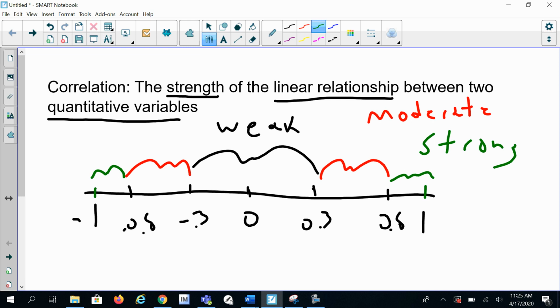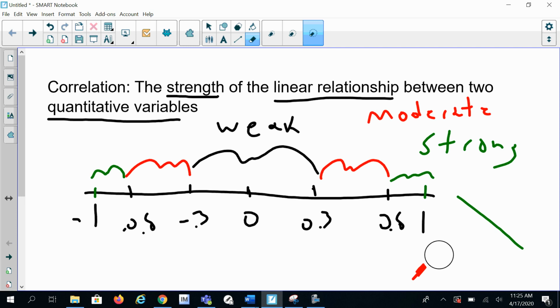Obviously, if it's negative, that means there's a negative linear relationship. So you'd have something that has a negative slope like that. And if you have a positive correlation, then you'd have a positive slope with a linear relationship, with the line that it's kind of making.